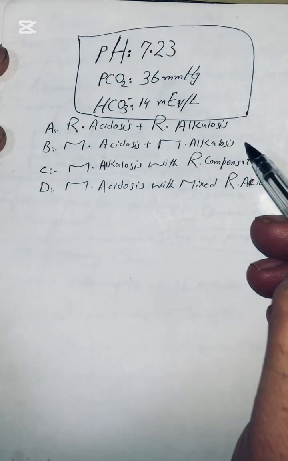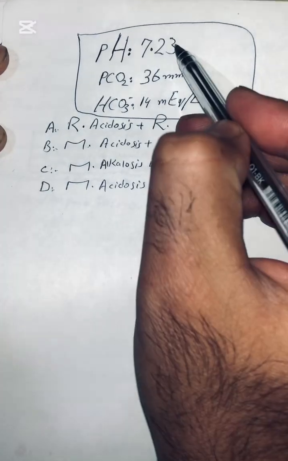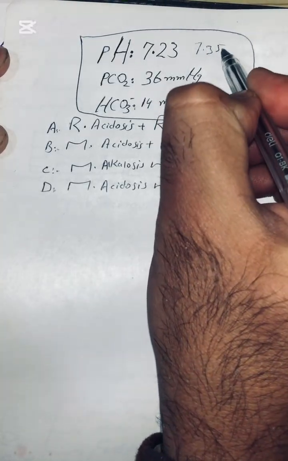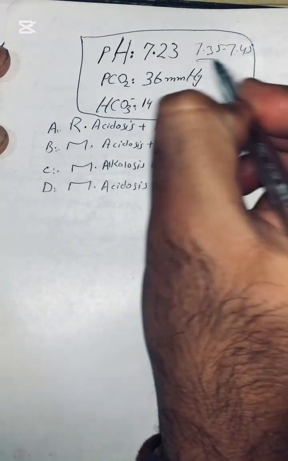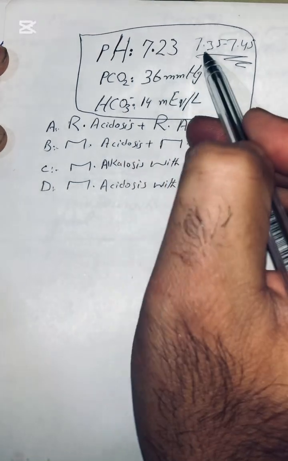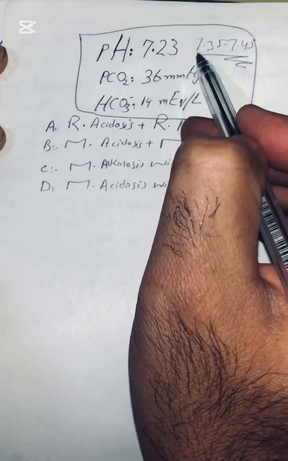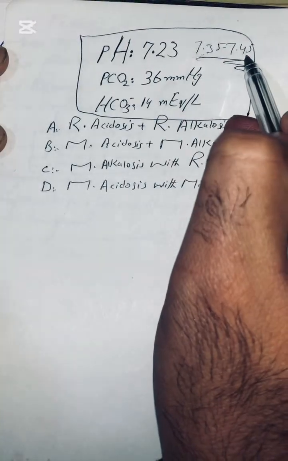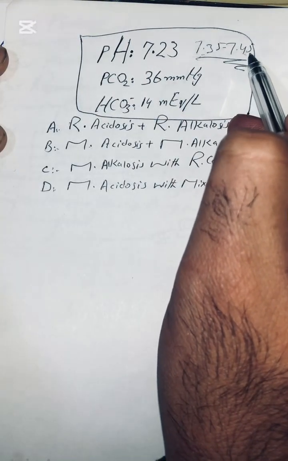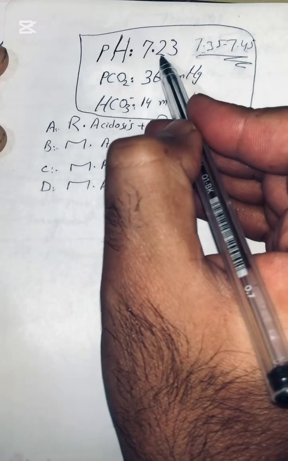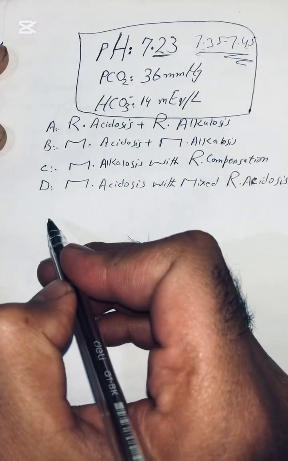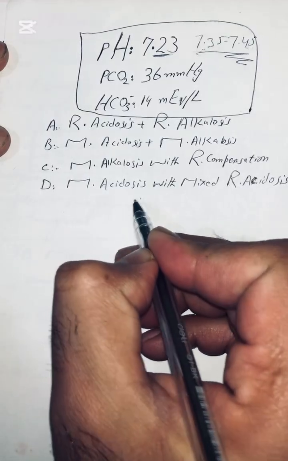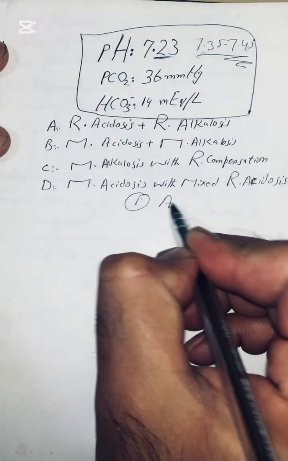So first things first, the normal pH is 7.35 to 7.45. If the pH is below 7.35, it will be acidosis. If the pH is more than 7.45, it will be alkalosis. In this case, it's acidosis. So the first interpretation of this specific scenario is that it's a case of acidosis.